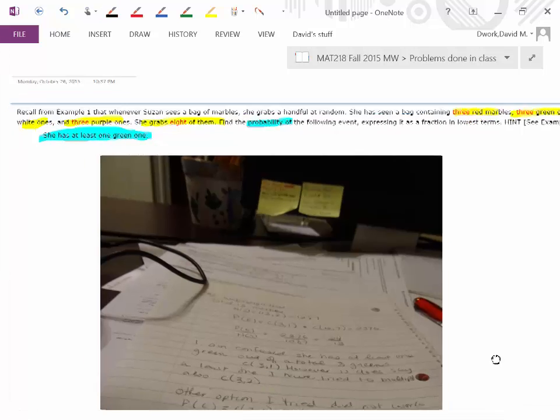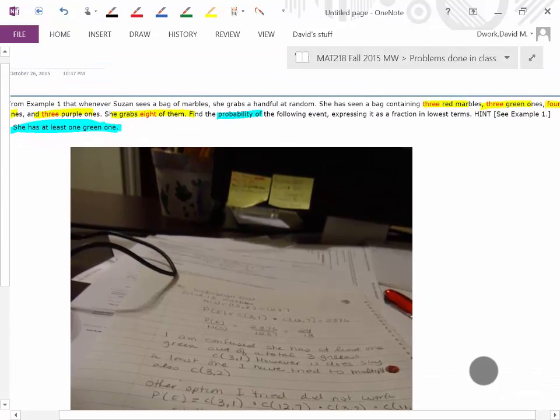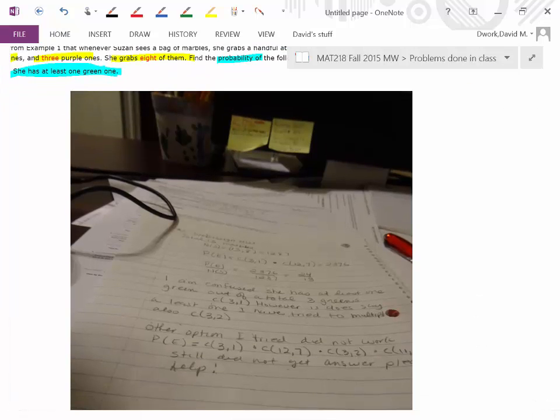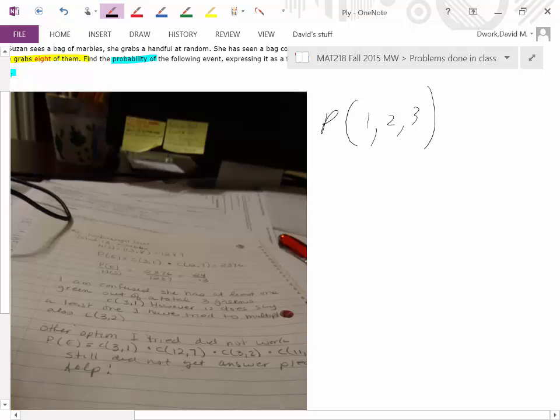So let's stop and think about what at least 1 means. Well, there's a total of 3 greens in the bag, and if she has at least 1, the possible things that would make this true would be I could either have 1 green, 2 greens, or 3 greens. That means at least 1. So what we're really saying here is I want the probability of having a 1, a 2, or a 3.